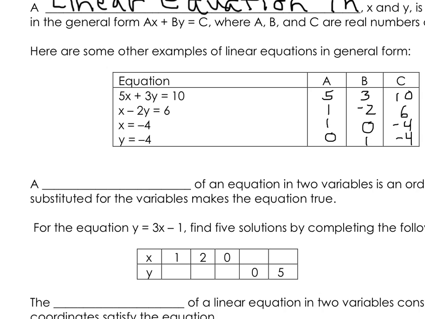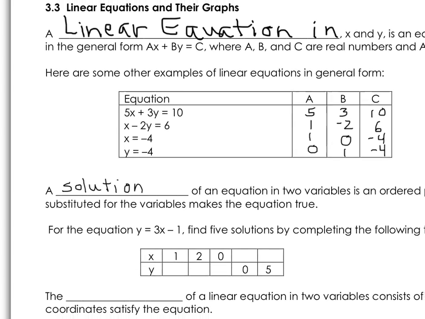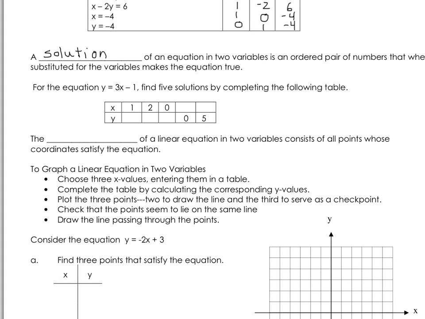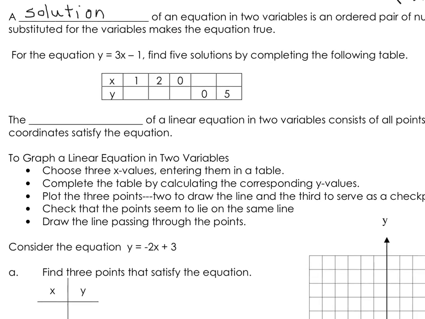A solution of an equation in two variables is an ordered pair of numbers. An ordered pair, remember, first you have the x, then you have the y. An ordered pair of numbers that when substituted for the variables make the equation true. For the equation y equals 3x minus 1, find 5 solutions by completing the following table.